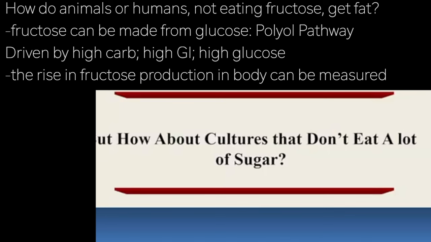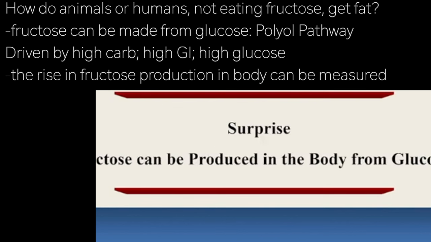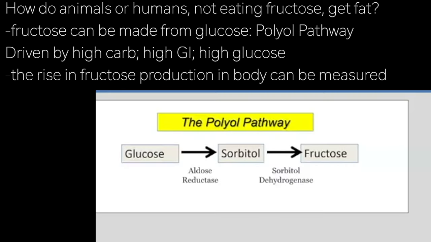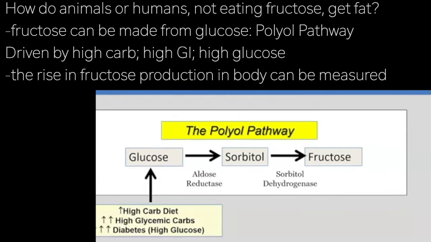Okay, well, it's great to say fructose is important, and it probably is, but what about cultures that don't eat a lot of sugar? It's not that they don't get obesity. What about the emperor penguin who gets fat, and there's no fruit down in Antarctica? So there's got to be other mechanisms. Well, the big surprise was that fructose can be made from glucose. We've known this, but we never knew how important it was. There's a pathway called the polyol pathway where glucose is converted to fructose, and this is the only way fructose is made in the body.